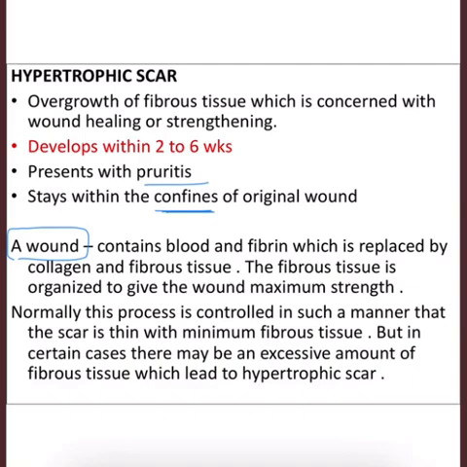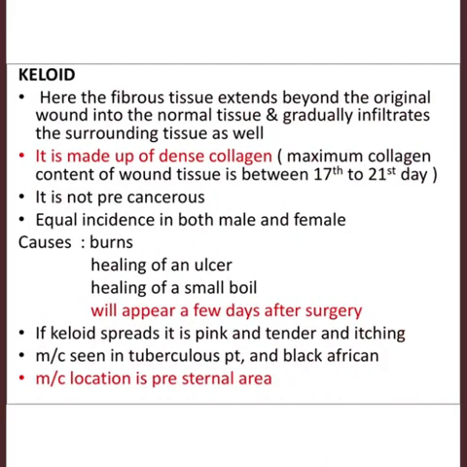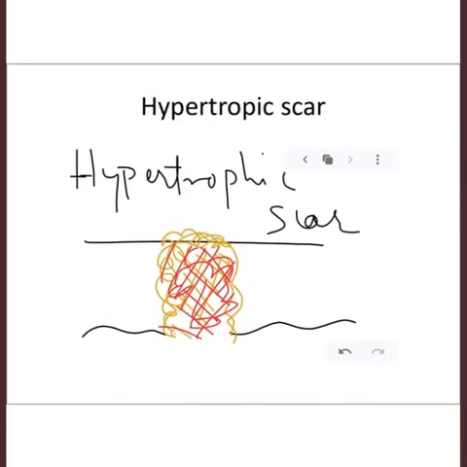It depends on person to person. Some patients make hypertrophic scar, some don't. So hypertrophic scar looks like this. It is confined to the wound, but there is growth.